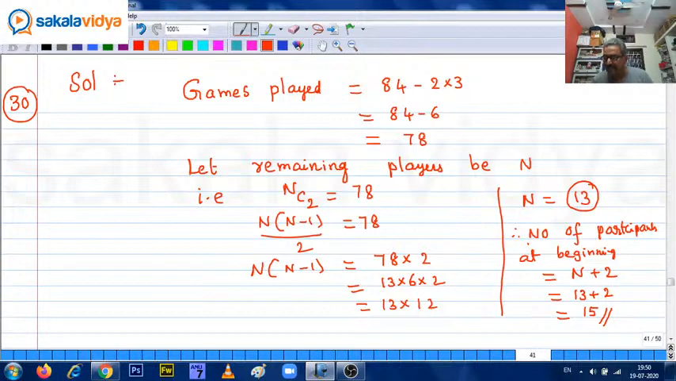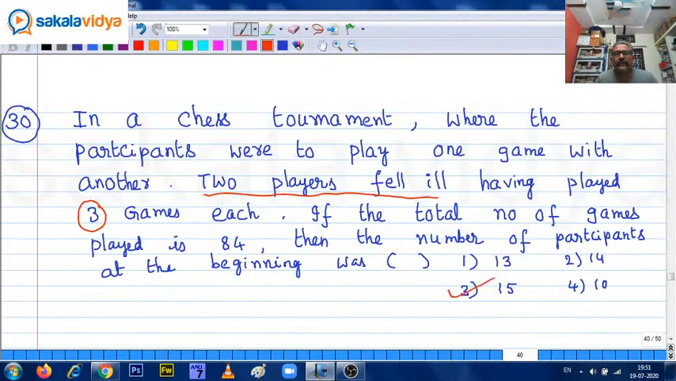The rest all played 2 games. Yes, rest all played 2 games. They played 6 games, and after playing 6 games, actually they left. 2 members left means I have taken n members instead of n minus 2. Understood now? Here n is equal to capital N plus 2. So we get 13 plus 2, 15. Right, now option 3. Correct? Option 3? Yes.